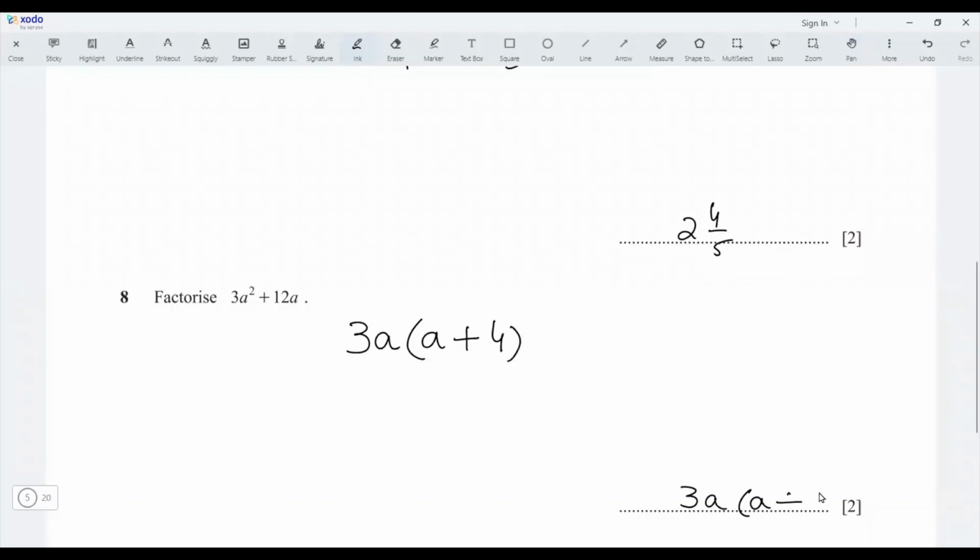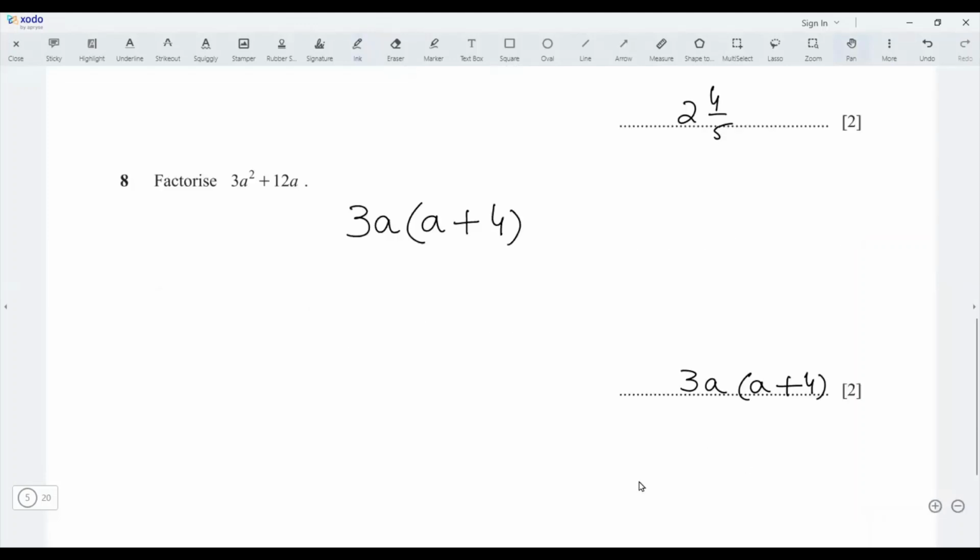So this is the factorized form. 3 is being multiplied with a, and the whole is being multiplied with a plus 4. So going to the next type of questions.